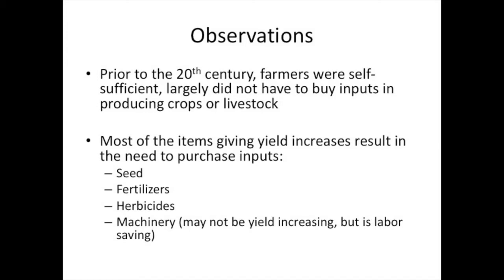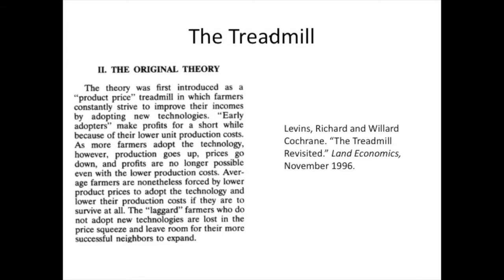So as we look at these consolidation or yield increases, they largely caused farmers to be reliant on production inputs. So here is the treadmill theory, and I took this passage on the left-hand side of your screen from an article in Land Economics in November 1996 by Levins and Willard Cochrane. Both of those were at Minnesota at the time. So let's just read it.